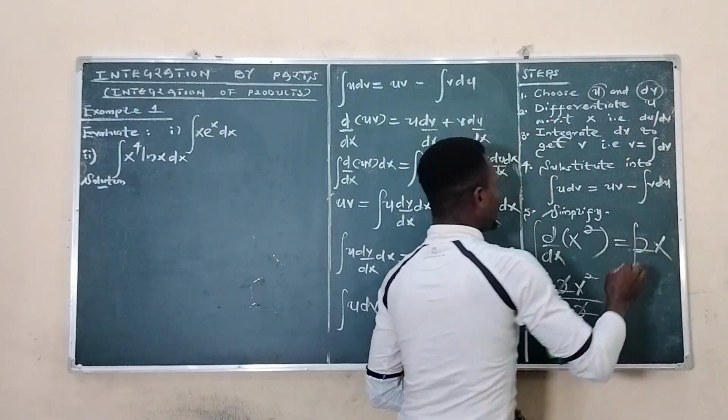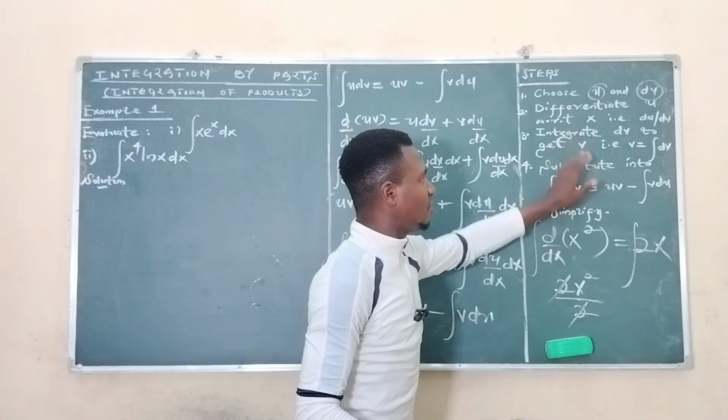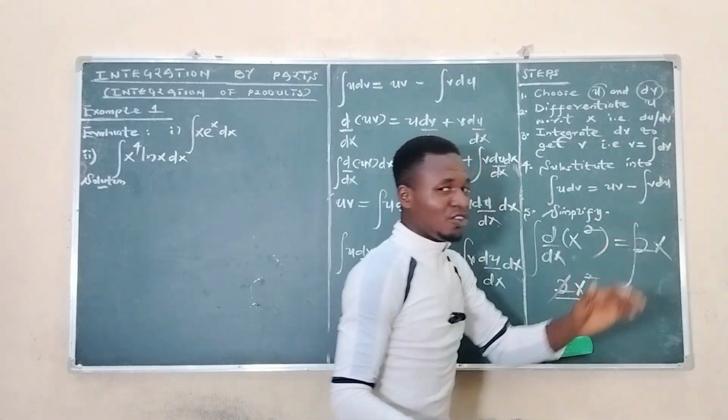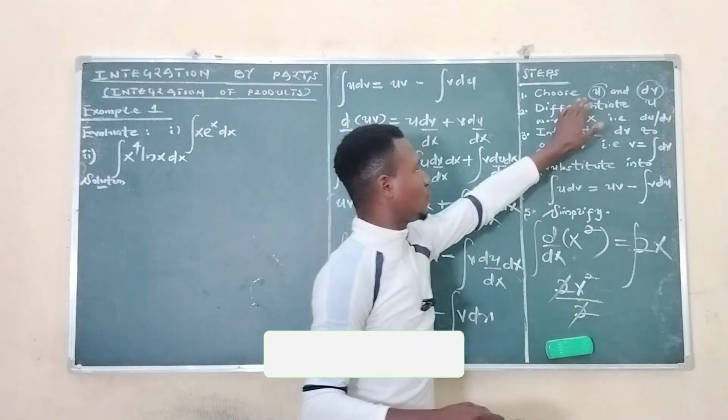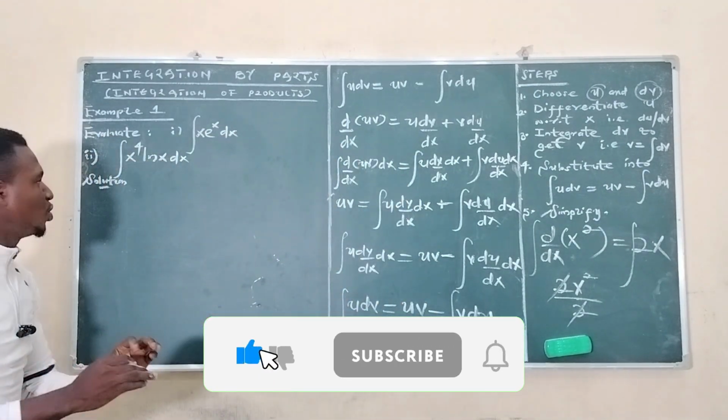So from the given process here, first, choose your u and choose your v. Then the next thing for us to do is to differentiate u and integrate the dv. So when you know your u and your dv, you differentiate u and you integrate the dv. Let's look at this example. Let us see how we can actually do that.